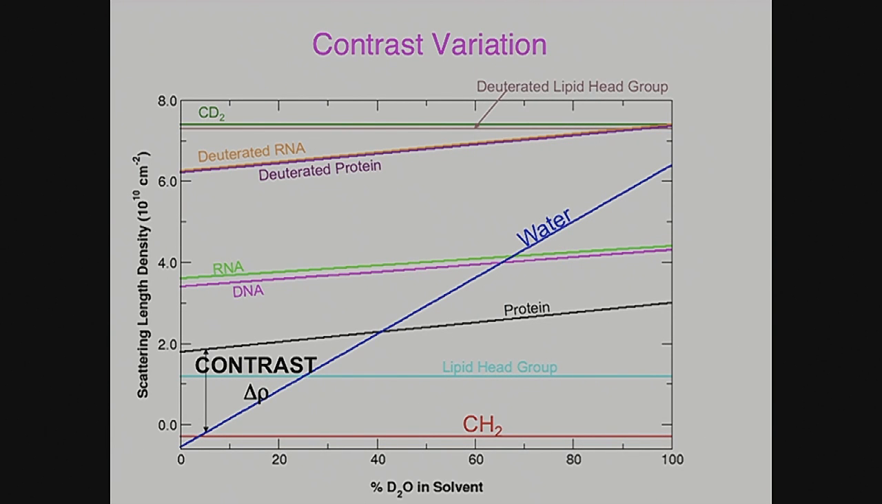So this is another way of looking at it as a percent of D2O. What is the contrast between water with that percentage of D2O and, for example, a lipid head group or a deuterated protein? Why do you think the protein slopes here? Anybody? Wouldn't you expect a protein to have a constant scattering length density independent of whether it was placed in water or water plus D2O? Yeah. You get a lot of exchange. Mm. Yes, you do. So you get deuterons exchanging with the labile protons on the protein. So that's a thing you have to pay attention to in these types of experiments.